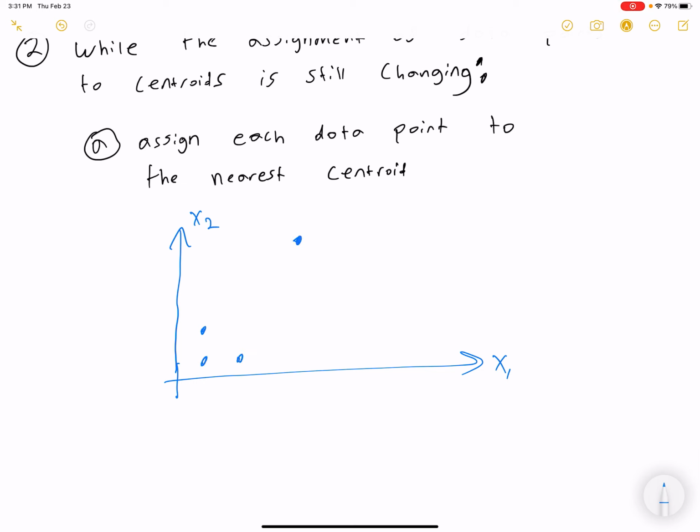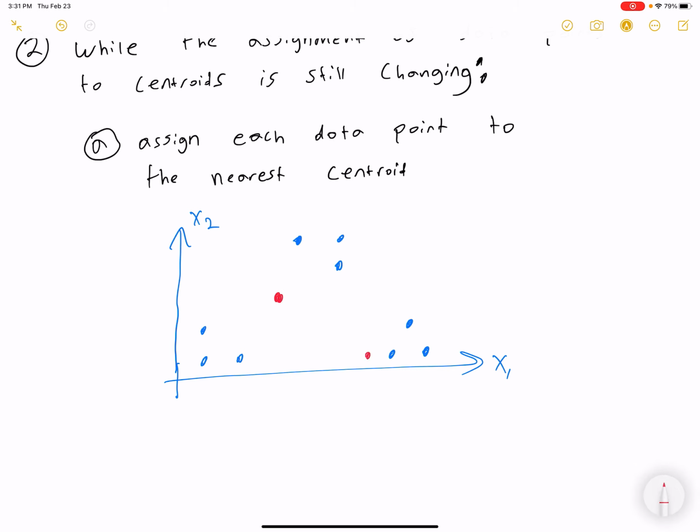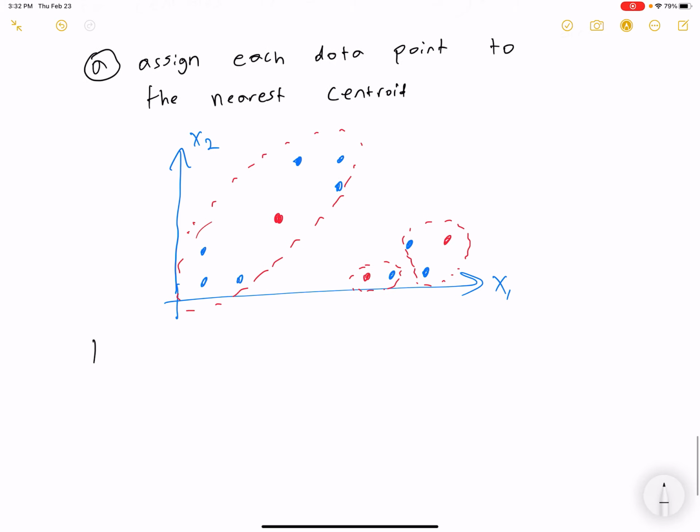Okay, so drawing the points from before. So we had randomly assigned these centroids. And so we assign each data point to the nearest centroid, which in the first iteration happens to be that. And then substep B is to recalculate the centroid.